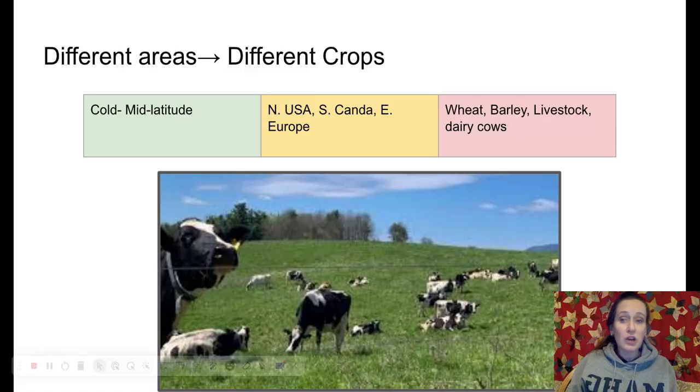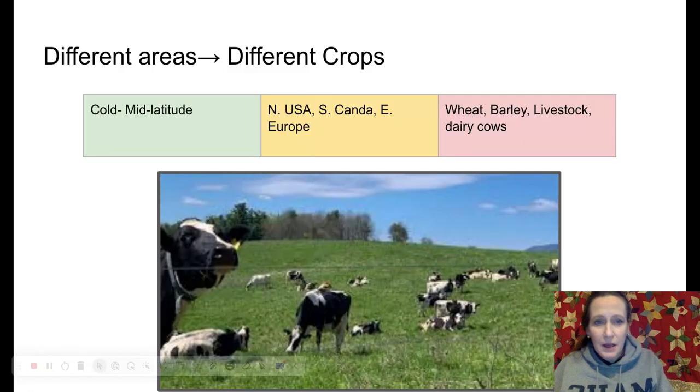All right, so first, let's talk about cold mid latitude environments. Examples would be the northern United States, southern Canada, and eastern Europe. Some of the things that you can grow or raise there would be wheat, barley, livestock, and dairy cows.